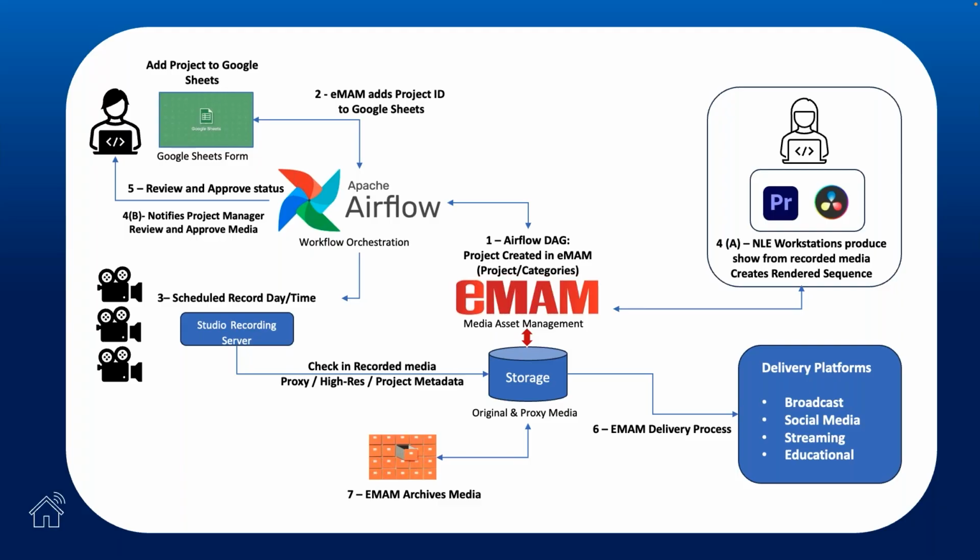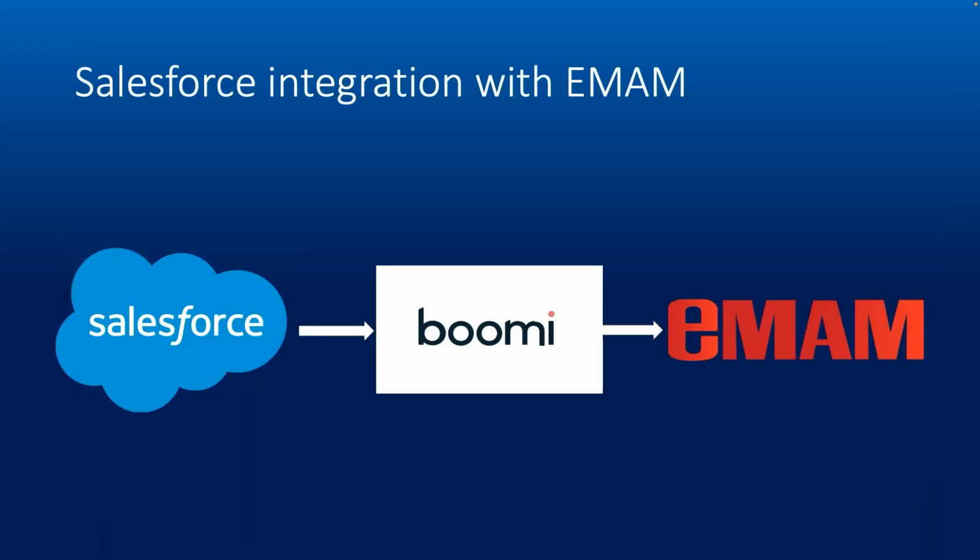So this is just an example of what can be done through these combinations with Apache and Google Sheets. Okay, this one actually has been created. We have a Salesforce where our customer is actually building out a project. And with that project, with assignments and various things, using Boomi, they're actually now creating the projects, the categories, the category project assignments, and so on, and then sending all of that over into eMAM.